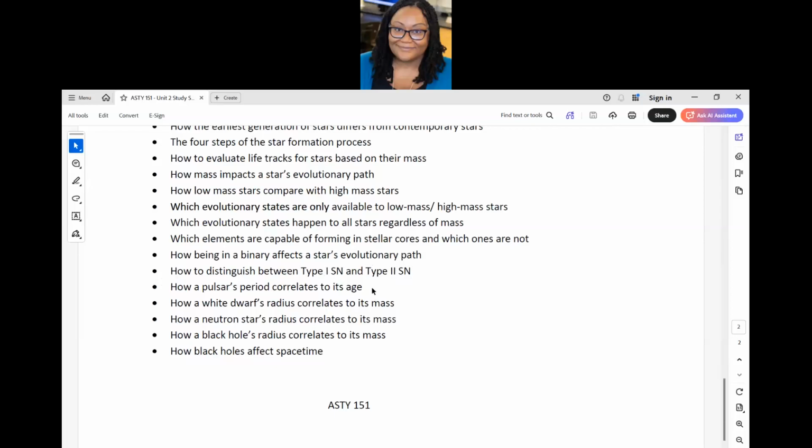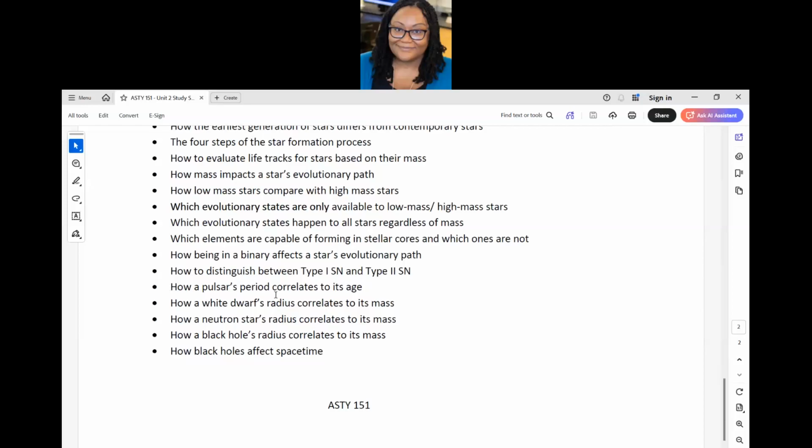How pulsar periods correlate with age, this is lab 9, so the younger a pulsar, the less time it has had to slow down. So short periods correlate to fast speeds and correlate to younger ages.